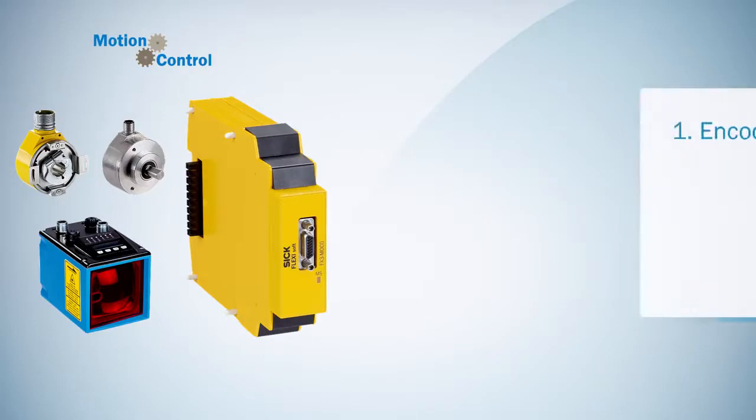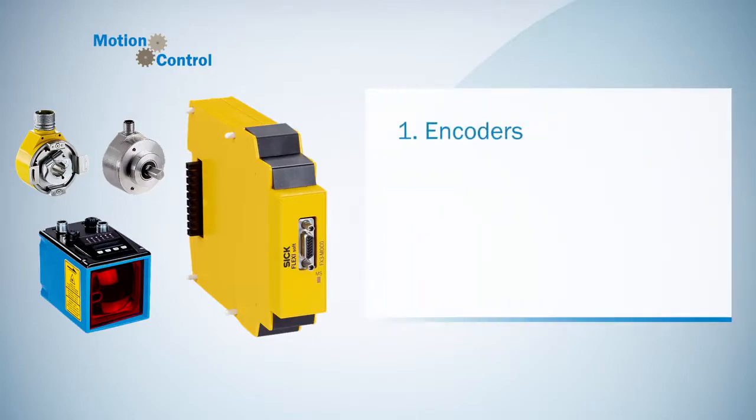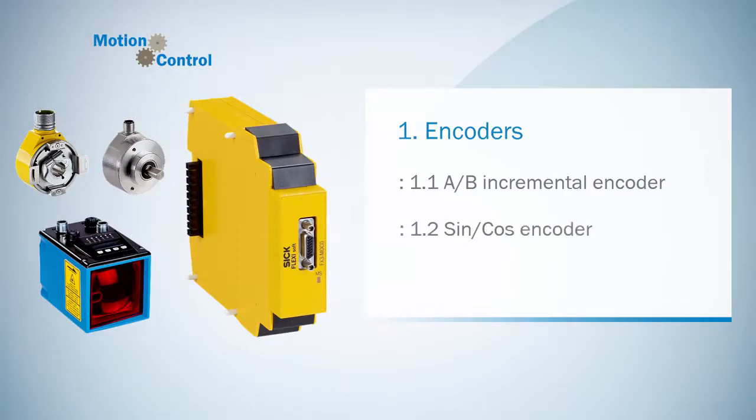Let's start with the first chapter, encoders, which is divided according to the different encoder groups. First, we will take a look at the configuration of an AB incremental encoder. In the next video, I will explain the sine cos encoder. And last but not least, we will focus on the configuration of the SSI encoders.